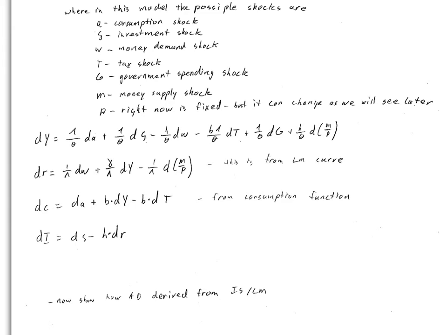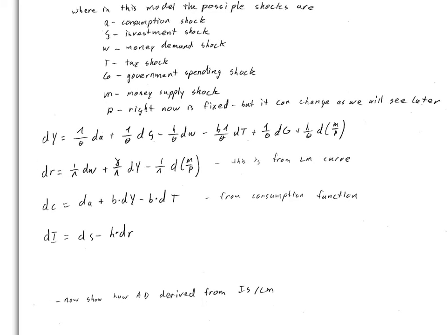Now to see how my other endogenous variables change, I come down further. This comes from the LM curve, the LM curve that solved for R. So R was equal to 1 over lambda W, gamma over lambda Y, minus 1 over lambda times M over P. So now I can just come in here and say, all right, well, the change in R, just do the total differential of that, is a function of these things.